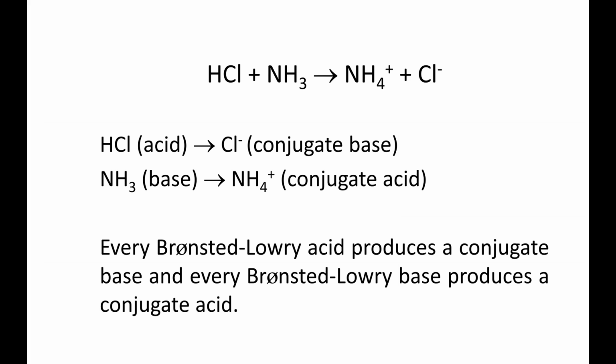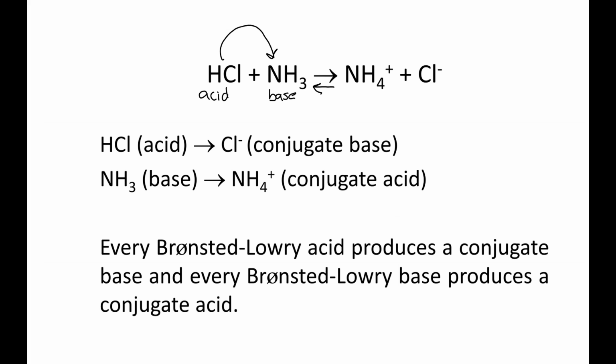If we have hydrochloric acid and ammonia, you end up with the ammonium ion and a chloride ion. So what's happening here is hydrogen is giving its proton to NH3. So this is your acid, and this is your base. Now it's forming a conjugate acid-base pair. Now this reaction, by the way, is reversible.